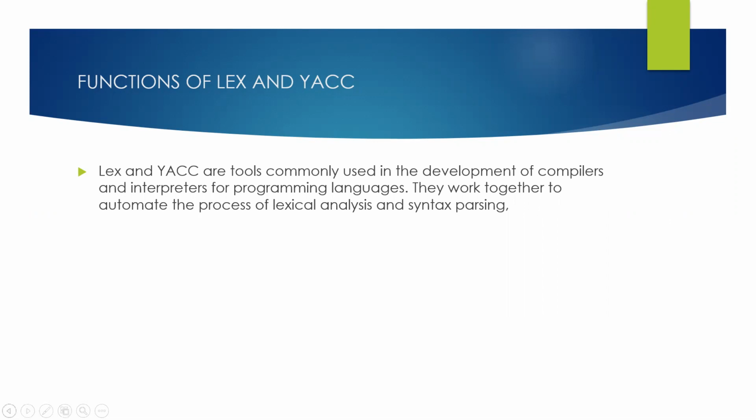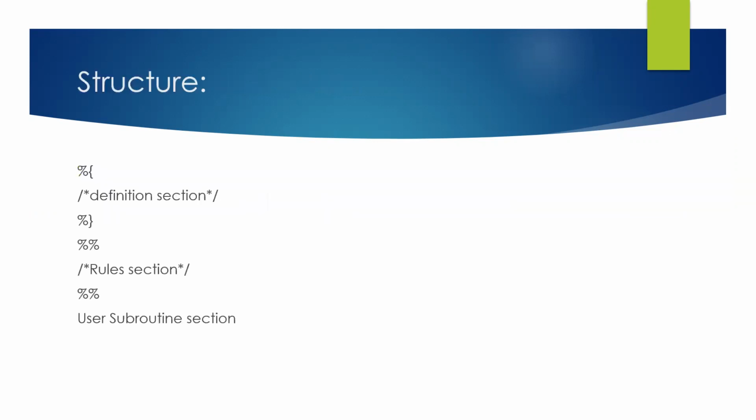The output of lexical analysis is the tokens, and those tokens are the input for the syntax parsing, and the parse tree is the output of the syntax parsing. This is the basic structure of a Lex program. There are three sections: definition section, rule section, and user subroutine section. The definition section starts with delimiters.